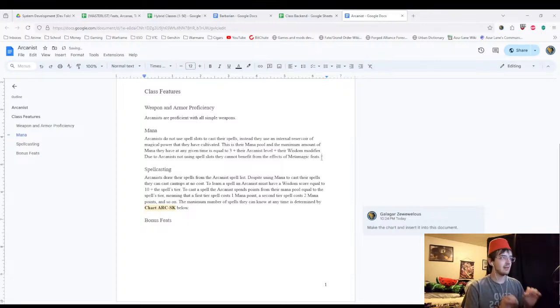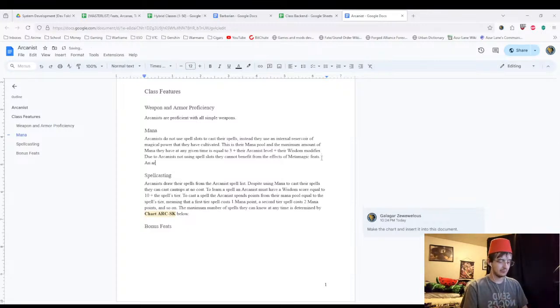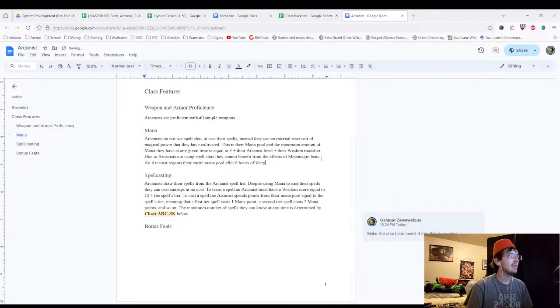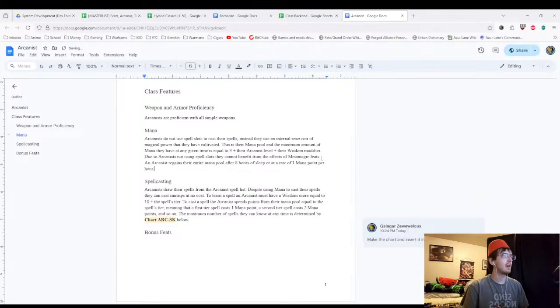I also need to put in how they regain mana. I also didn't capitalize Arcanist. Regains, let's see, after 8 hours of sleep, or at a rate of 1 mana point per hour as they just draw from their own energy.